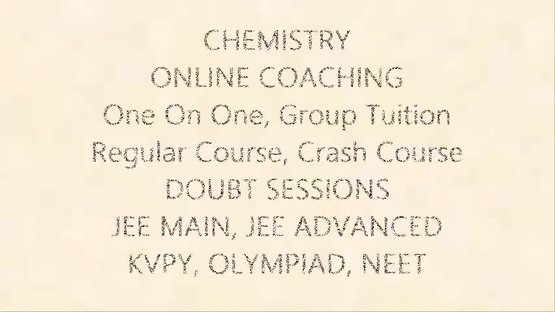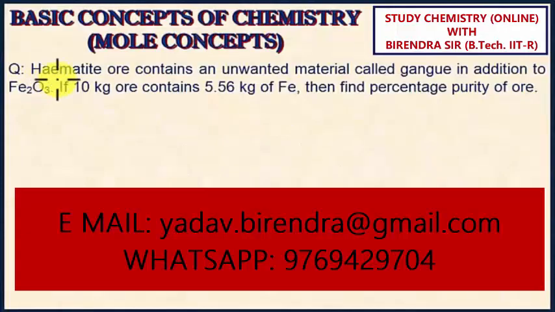My point is clear? Here the question says hematite ore contains an unwanted material called gangue in addition to Fe2O3. Means this Fe2O3 is not pure. If 10 kilogram ore contains 5.56 kilogram of Fe, then find percentage purity of ore. I will request you all to attempt this question on your own and share your answer and solution with me.